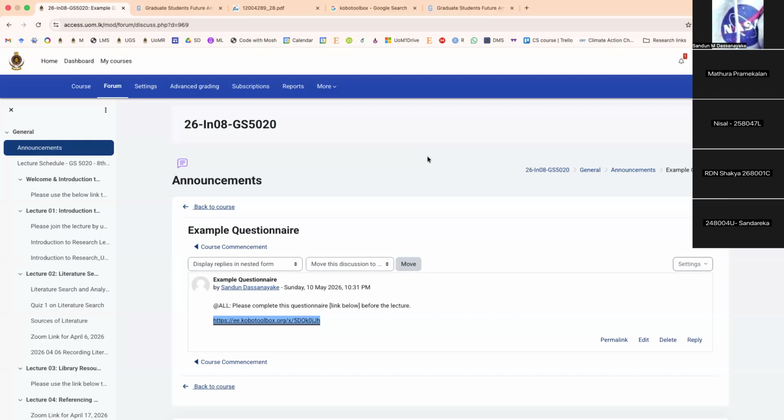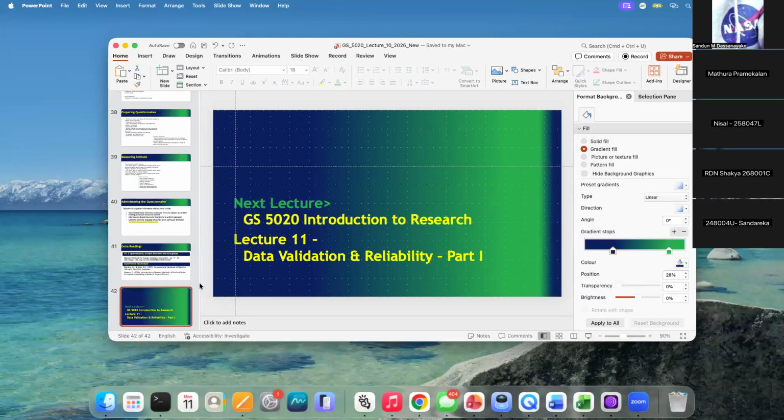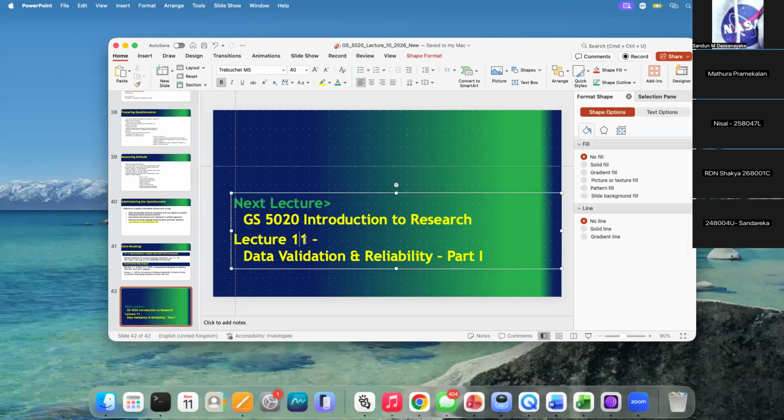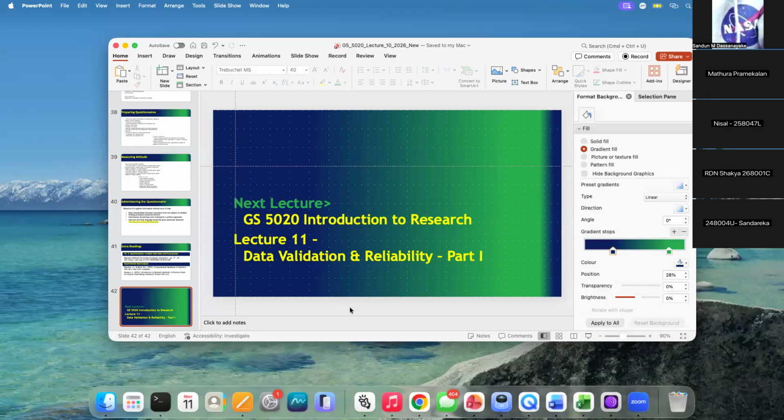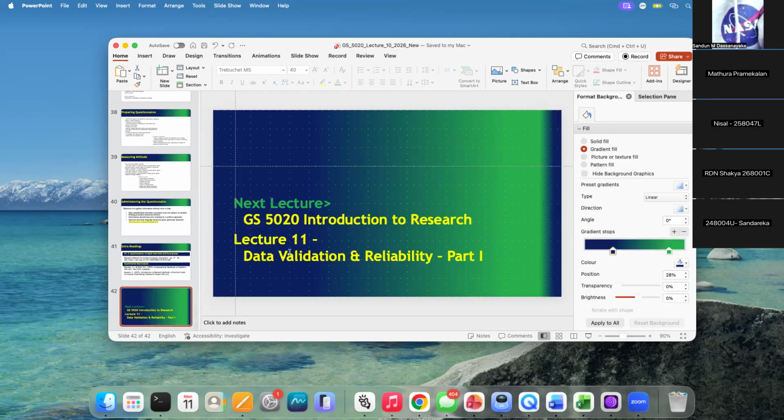Okay, so with that, we can conclude lecture number 2 as well. So this is the whole thing. Next time, next lecture is going to be lecture 11, data validation and reliability. That's where we talk about statistics and in detail about how we take this data to analysis. So bear with me, I will organize this last bit of slides and upload it to the Moodle, but I will upload the first lecture to the Moodle maybe tonight or tomorrow, hopefully, so you can go through them.